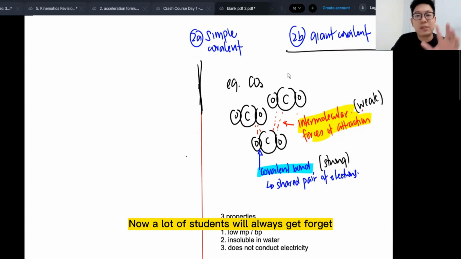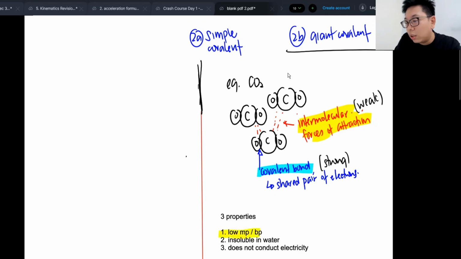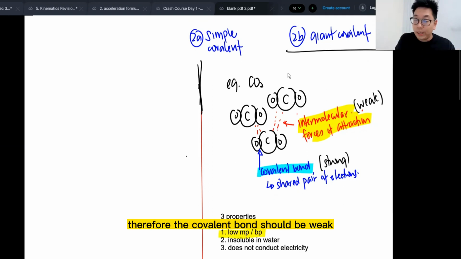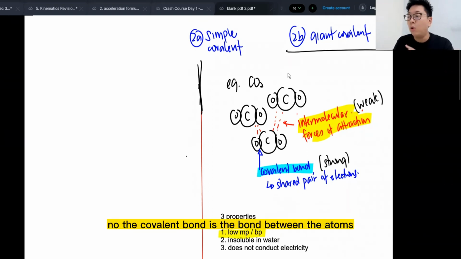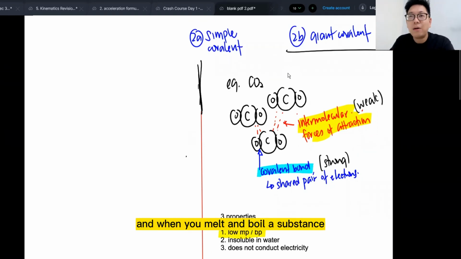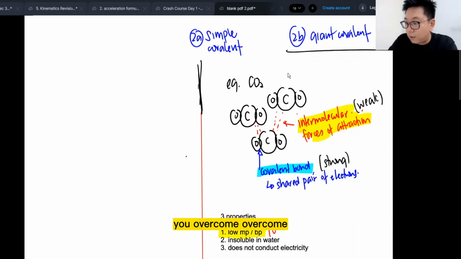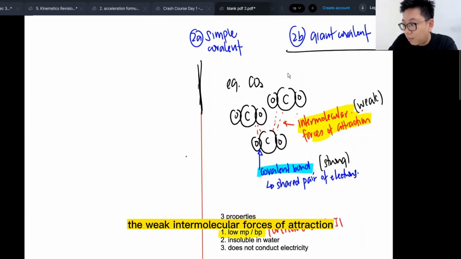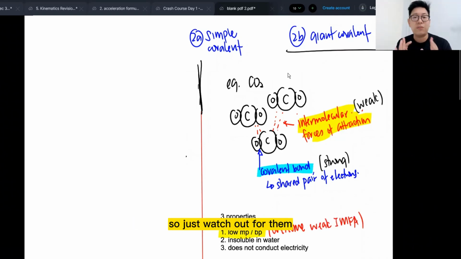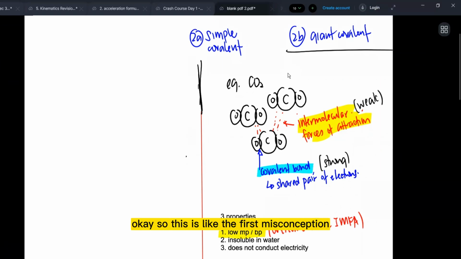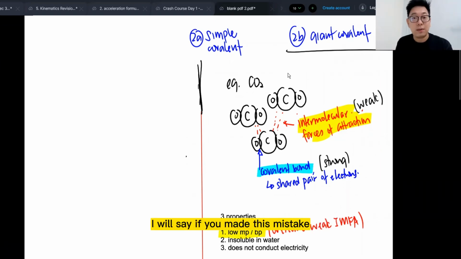Now, a lot of students will always forget. They will say, oh teacher, the melting and boiling point is low, therefore the covalent bond should be weak, which is super wrong. No, the covalent bond is the bond between the atoms. And when you melt and boil a substance, you don't break the covalent bonds. You overcome the weak intermolecular forces of attraction. So just watch out for that. This is like the first misconception. I would say if you make this mistake, you probably didn't pass your exam. So just watch out for that.